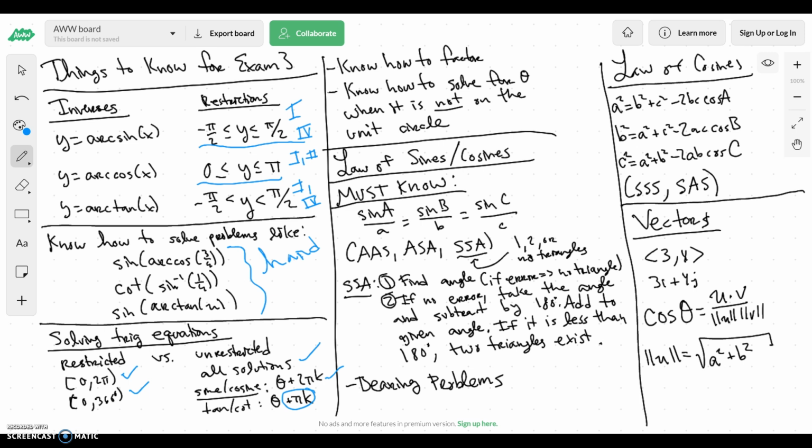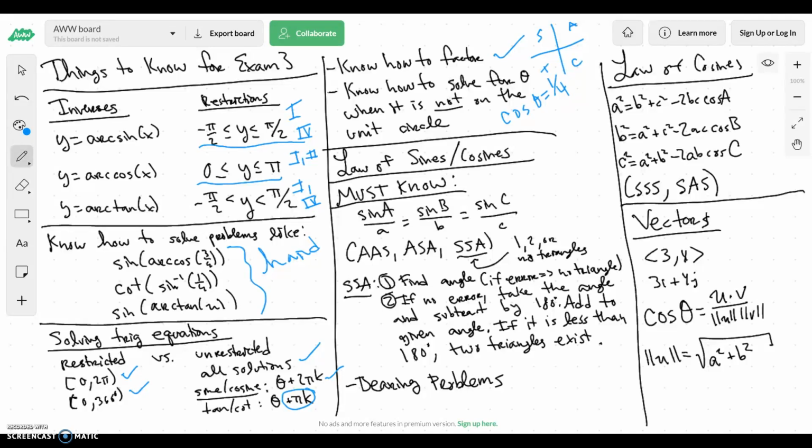So for these trig equations, make sure that you know how to factor. Some of you guys have been using the quadratic formula, which is good, so you can use that. Also know how to solve for theta when it is not on the unit circle. So for example, if you have cosine of theta is equal to 1/4, just make sure that you know how to do that. One of them is by taking arc cosine to the other side, take the cosine inverse and figure that one out. And then after that, you need to go back to All Students Take Calculus and try to figure out what the other one is going to be using geometry.